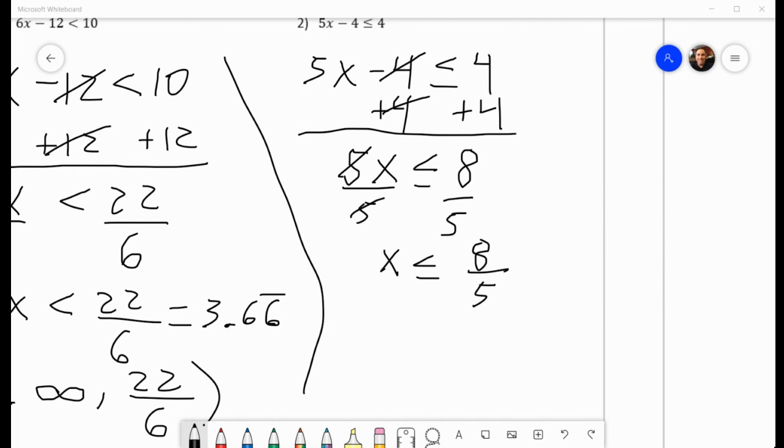And again, for the interval, this is something where you would have a closed circle, as you'll see. x is less than or equal to 8 over 5. So less than or equal. We have minus infinity, comma, 8 over 5. But notice again, we have to do a square bracket, okay? Because again, we're including 8 over 5.